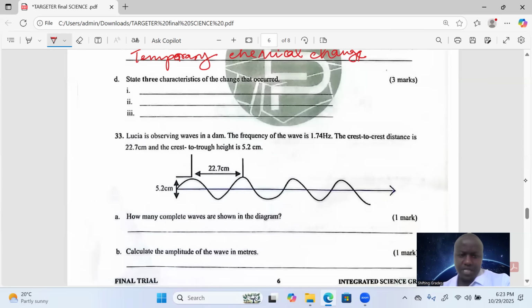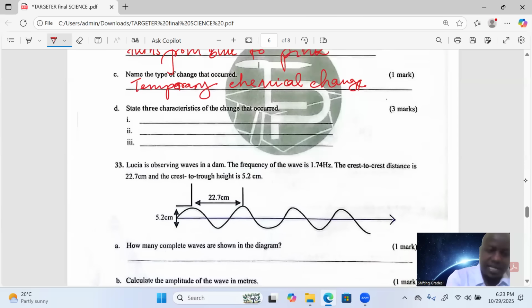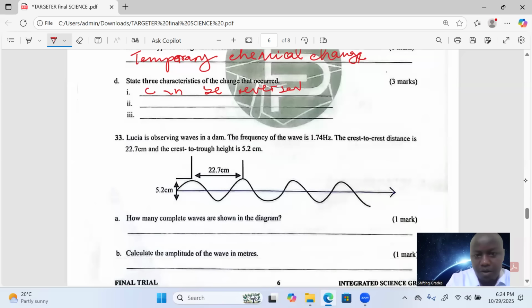State 3 characteristics of the change that occurred. This change can be reversed. Not easily reversed, but you can just say can be reversed. Something else about the change is that no new substance formed.